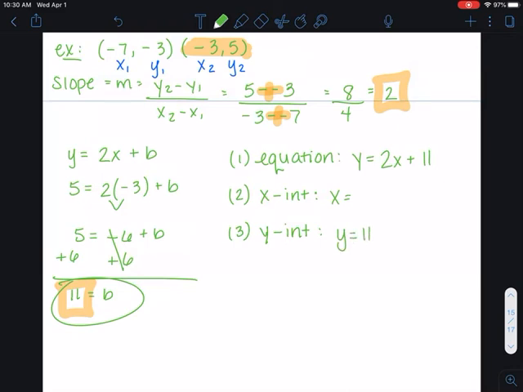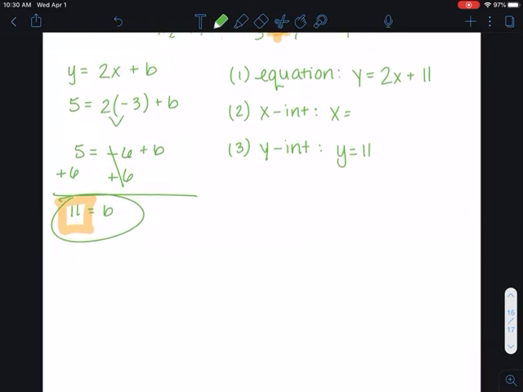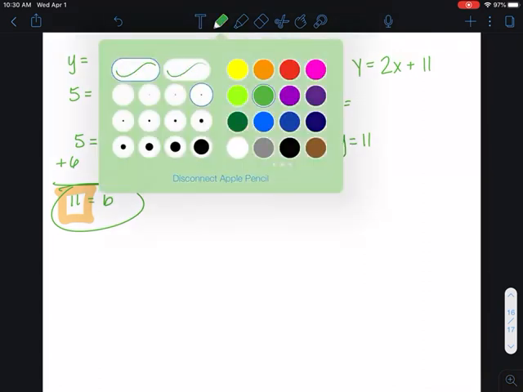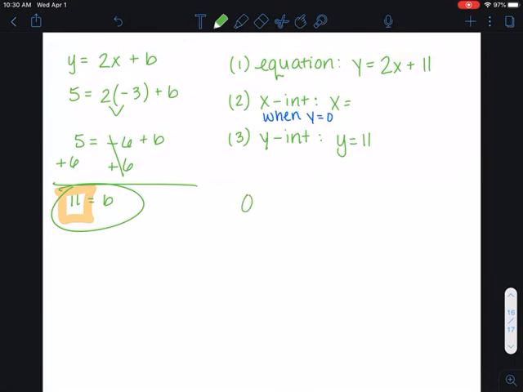And the y-intercept we found was b, so y is equal to 11. All right, now we're going to find the x-intercept. So if you have your equation, y is equal to 2x plus 11, don't forget that the x-intercept is when y is equal to 0. So we're going to set this equation, make y 0, and we're going to solve for x this time. All right, so we're solving for x.